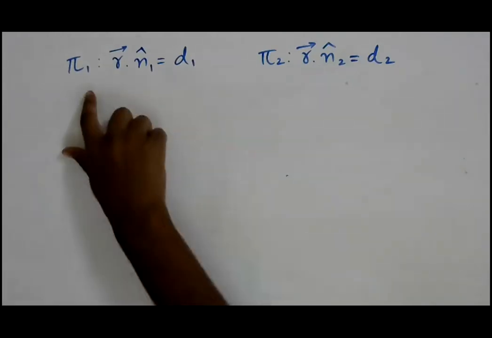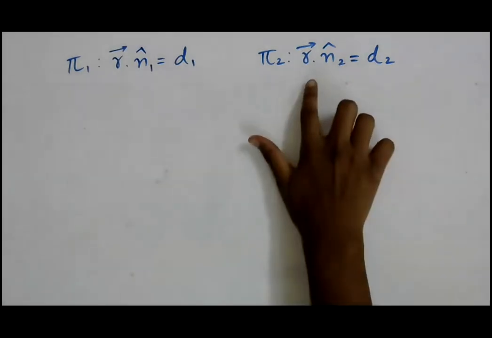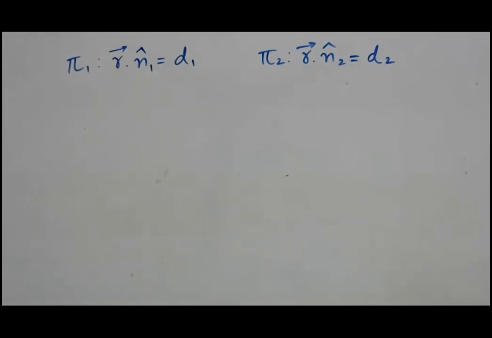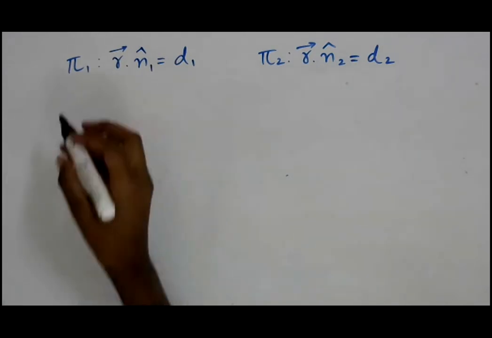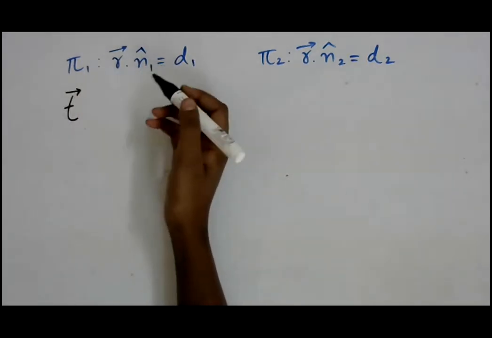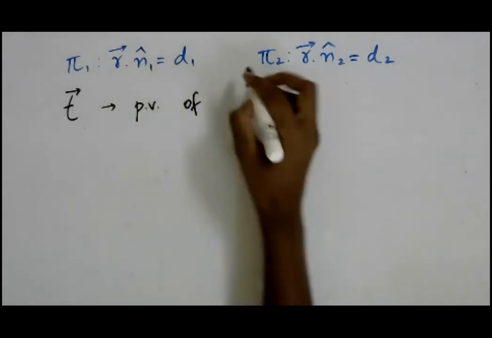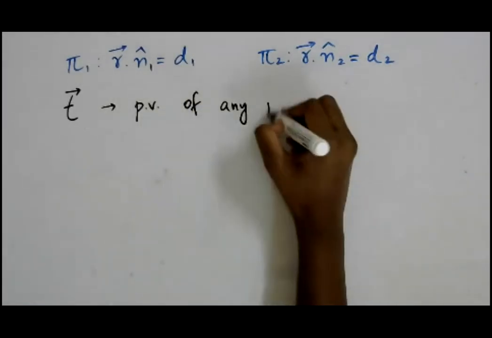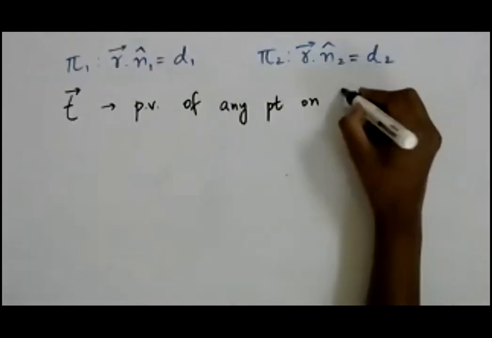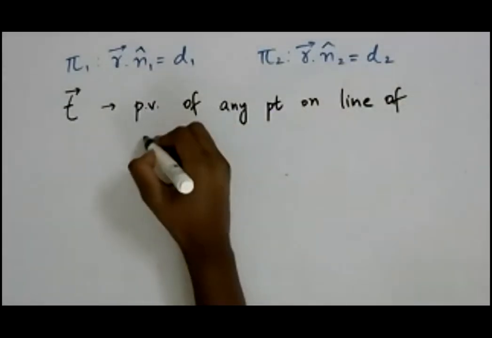So let pi1 have the equation r vector dotted with n1 cap is equal to d1, and the equation of plane 2, that is pi2, is r vector dotted with n2 hat, which is equal to d2. Now let us call the position vector of any point on the line of intersection t. So t is the position vector of some point on the line of intersection of these two planes.